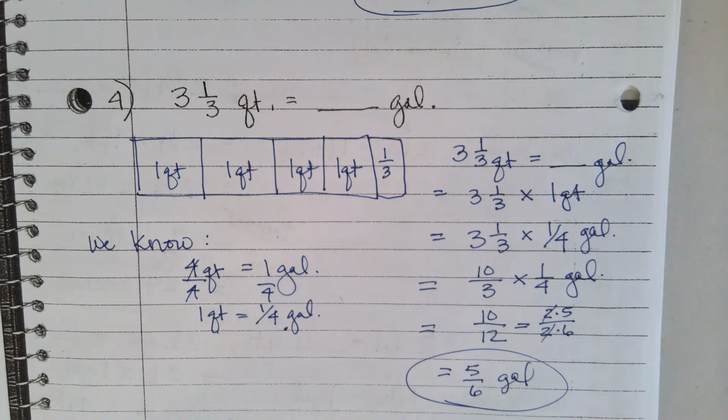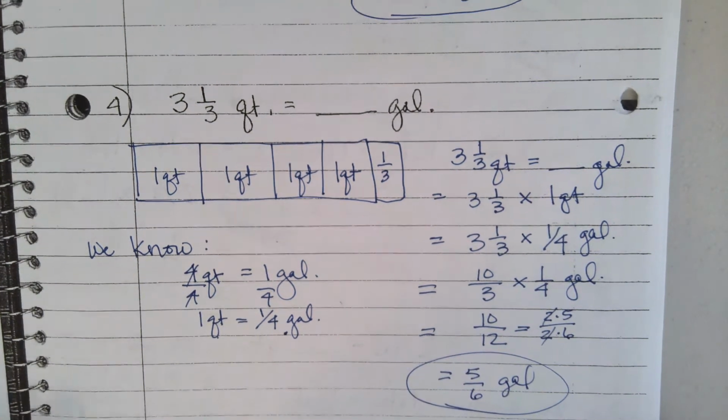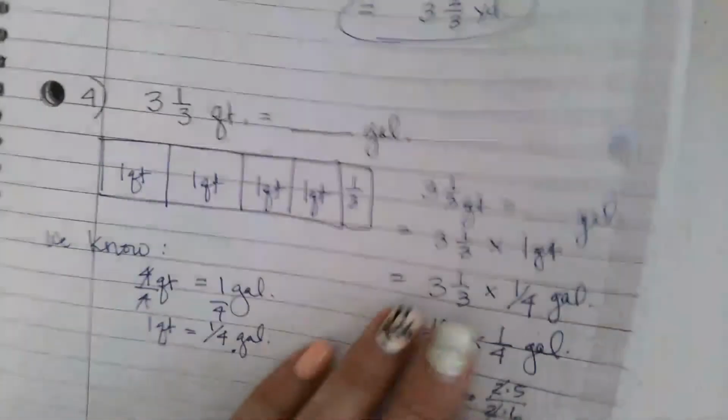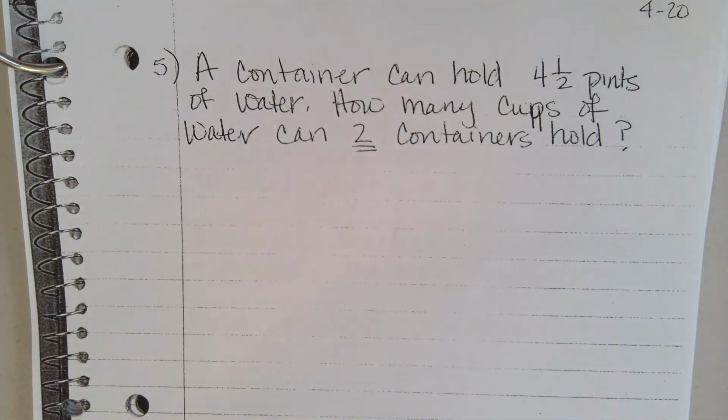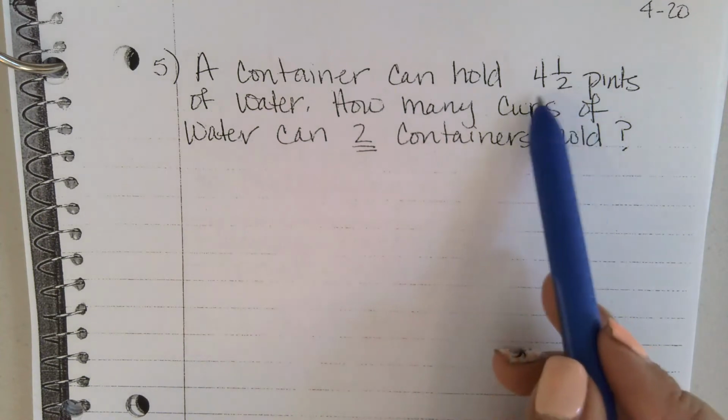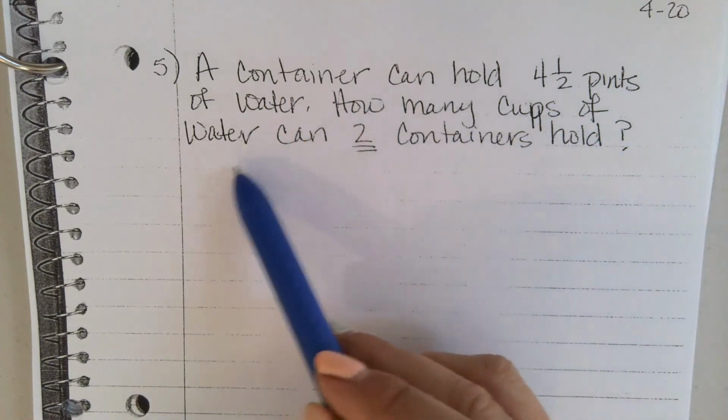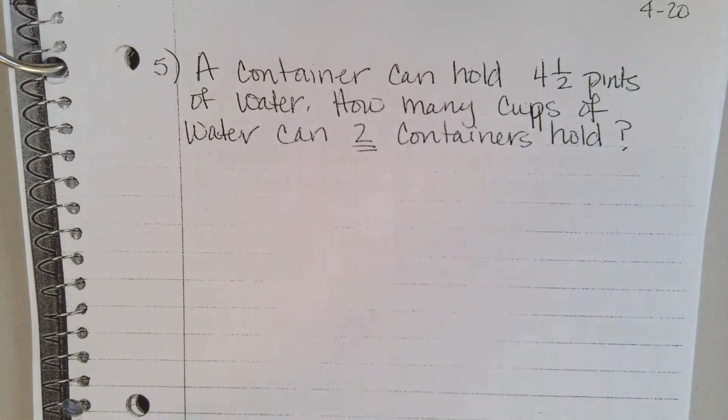All right. Are you ready to take on our last problem? Okay, now this is where that two-step problem comes in. A container can hold 4.5 pints of water. How many cups of water can 2 containers hold? So this problem takes on a whole new ball of wax here because it's going to be a two-step problem.